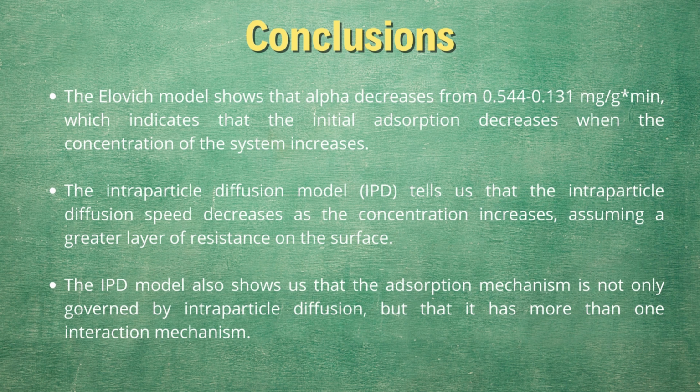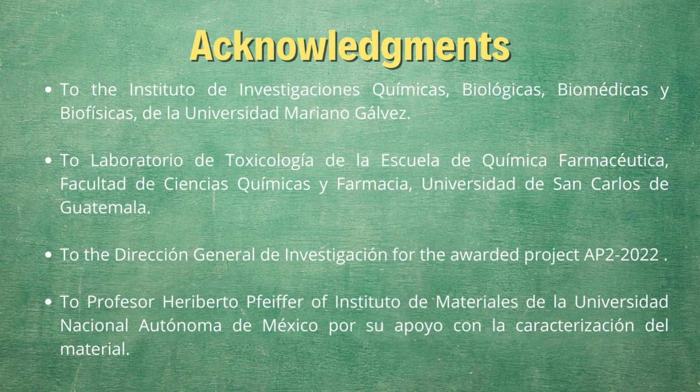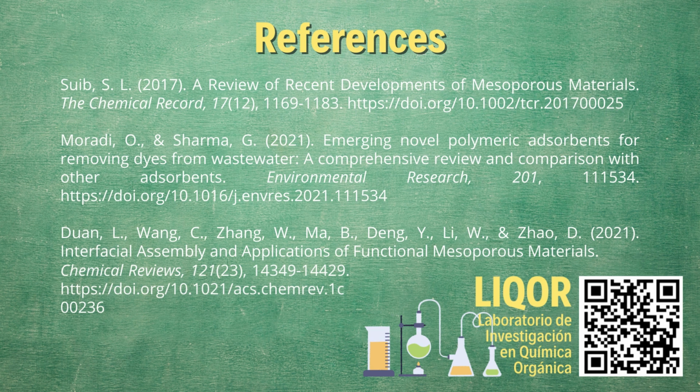The pseudo-first-order kinetic model fits well in the first 30 minutes, showing a decrease in the constant as the concentration of the system increases. The Elovich model shows that alpha decreases from 0.544 to 0.131 mg per gram min, which indicates that the initial adsorption decreases when the concentration of the system increases.